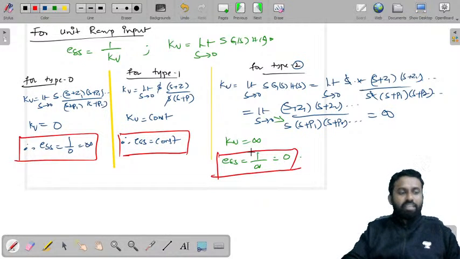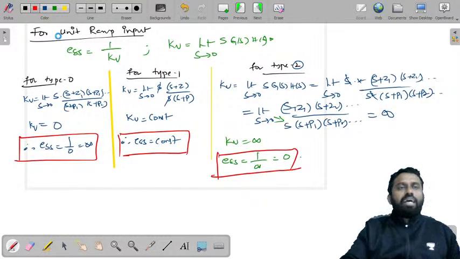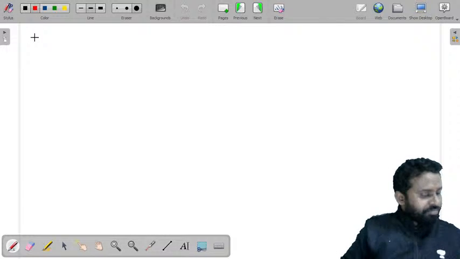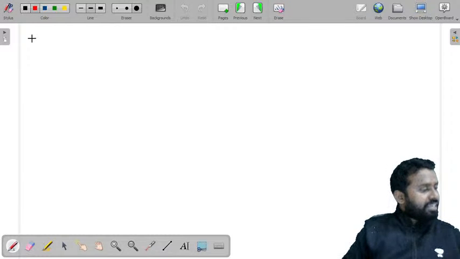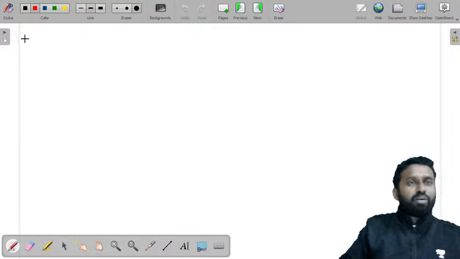Similarly, you can also do the same thing for parabolic input. You will be asked a question, so I'll just give you how to do that. I'll write the question and I want you to solve it. This is one of the important university questions that is frequently asked in your exam.